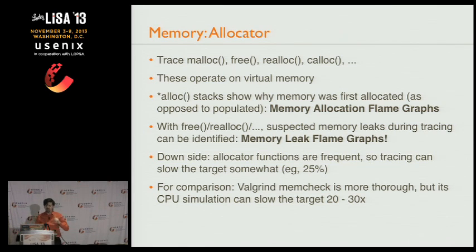If I also trace free and realloc, then I can do suspected memory leaks during tracing, so memory leak flame graphs, which is pretty cool. The downside is these are really frequent. So if you start tracing these, you might slow the target down a little bit, like 25%, if you're using a dynamic tracer like DTrace. That's not so bad comparatively. Things like Valgrind's memcheck, where it does CPU simulation, can slow a target down by 20 to 30x. So yes, these hurt, but it could actually be much worse. And you may do it for a short duration.